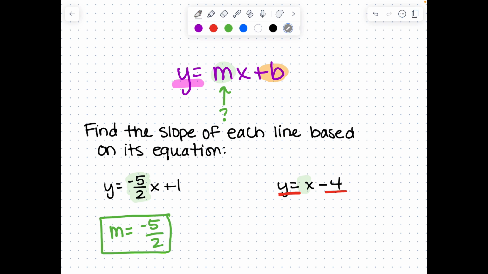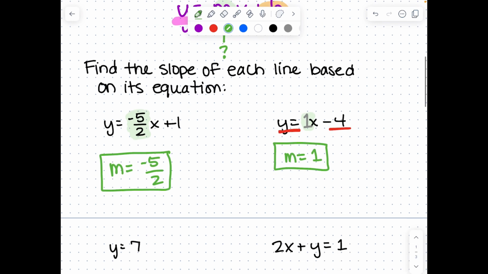This is where you have to remember that when we're talking about coefficients and variables, if the coefficient is 1, it doesn't have to get written down. So there is an invisible 1 there. Anytime we don't see a coefficient, the coefficient is 1. And since the coefficient here is our m, or our slope, that means the slope of this line was 1.